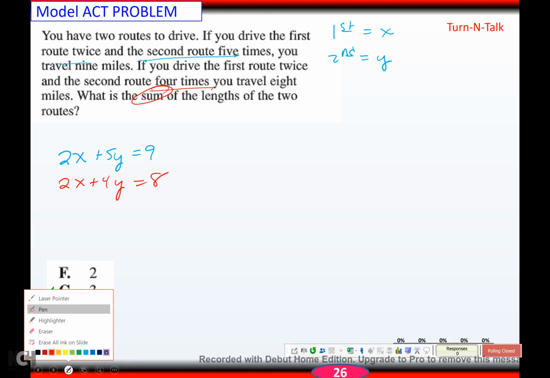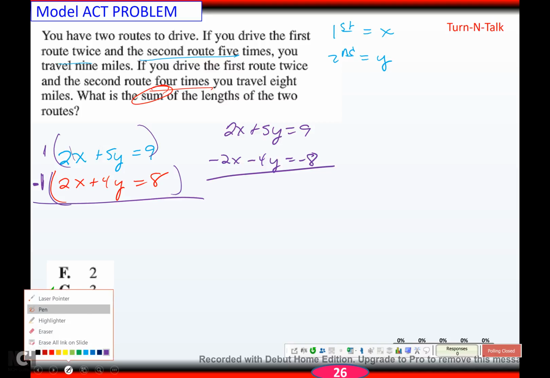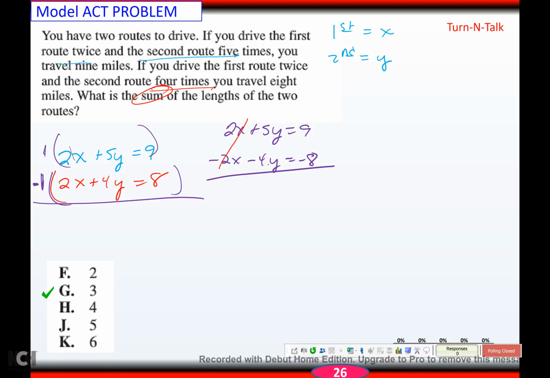Well, I'm going to kill the X's because the numbers already match. So all I have to do is multiply the top by the bottom and the bottom by the top. Which, since the numbers already match, I just need to multiply by once. But since they are the same sign, I need to make one of mine negative or they won't cancel out. So I would have 2X plus 5Y equals 9. And I would have negative 2X, negative 4Y equals negative 8. Voila, the X's die. 5Y minus 4Y is 1Y equals 9 take away 8, which is 1.